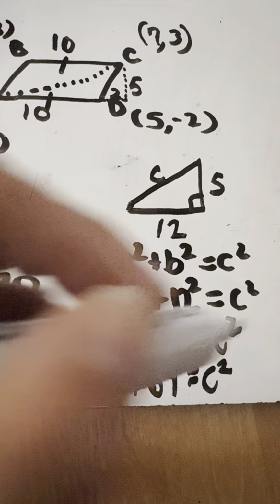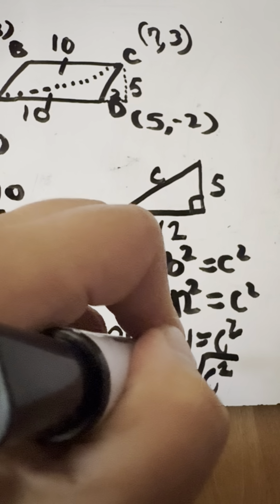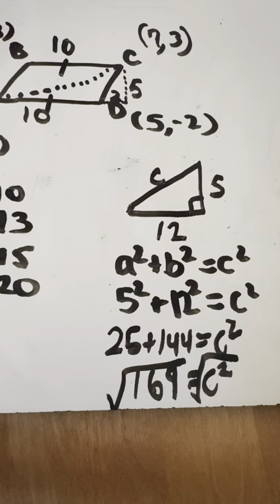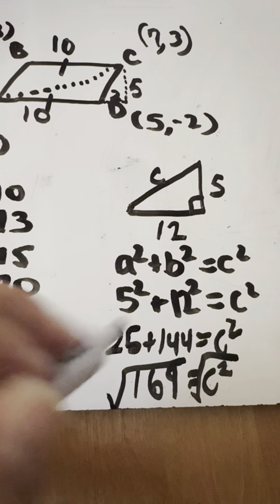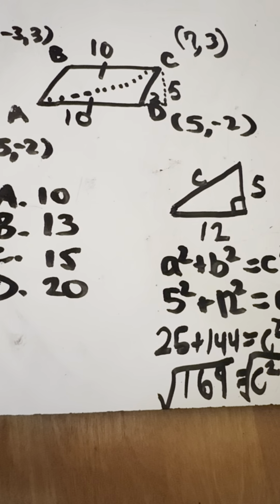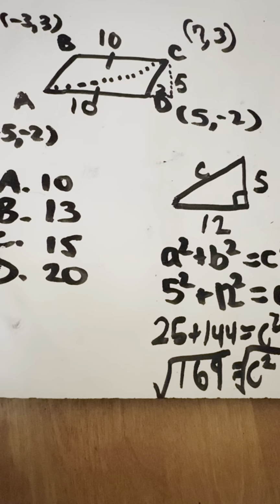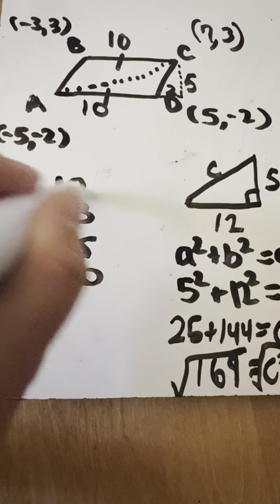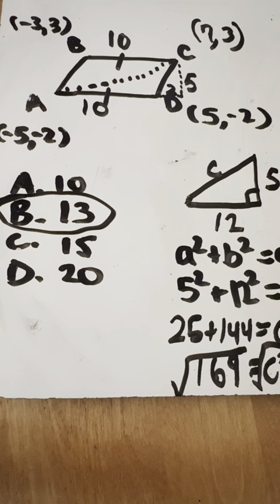Hopefully you know those perfect squares, so you don't have to do any kind of calculation here. The square root of 169 is c. So c is 13. So 13 is c, which means that B is my correct answer.